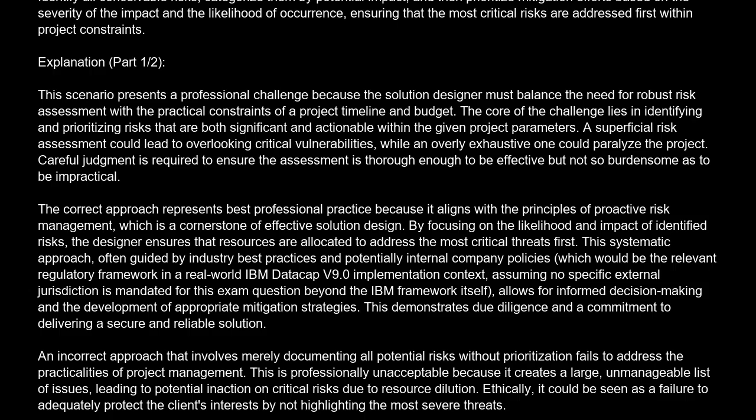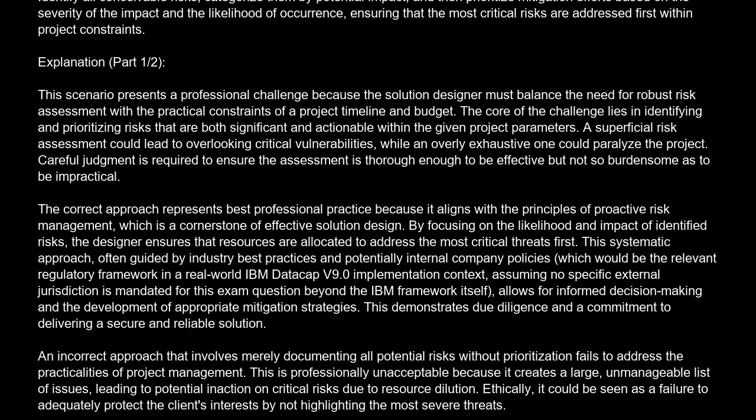By focusing on the likelihood and impact of identified risks, the designer ensures that resources are allocated to address the most critical threats first. This systematic approach, often guided by industry best practices and potentially internal company policies, which would be the relevant regulatory framework in a real-world IBM Datacap V9.0 implementation context, assuming no specific external jurisdiction is mandated for this exam question beyond the IBM framework itself, allows for informed decision-making and the development of appropriate mitigation strategies. This demonstrates due diligence and a commitment to delivering a secure and reliable solution.